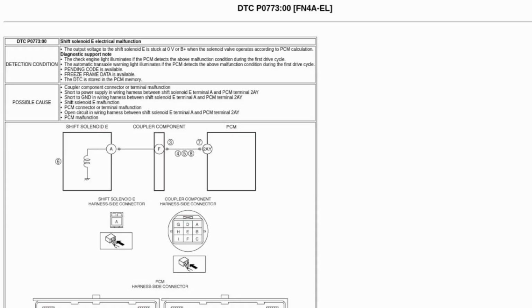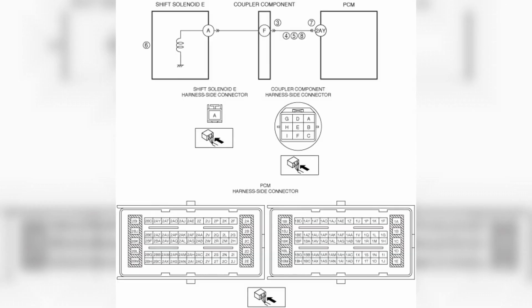In conclusion, understanding fault code P0773 is essential for diagnosing issues related to the electric E shift solenoid. By recognizing the symptoms and potential causes, you can take the necessary steps to address the problem effectively. Whether it's a simple fix or a more complex repair, staying informed will help ensure your vehicle operates smoothly. Remember to consult a professional mechanic if you're unsure, as they can provide the expertise needed to resolve any issues.